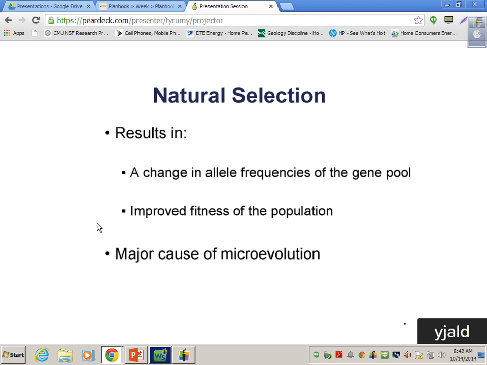So a change in allele frequency of the gene pool results in natural selection, we understand that, and improved fitness of the population as well. Very rarely does natural selection make you less fit for your adaptation or your environment. And the major cause of microevolution is natural selection. How do we measure it? Allele frequency, right? Microevolution can be shown in allele frequency, which is what you guys are doing with the Hardy-Weinberg principle. Okay? If it changes from one year to the next, you can say microevolution is occurring.